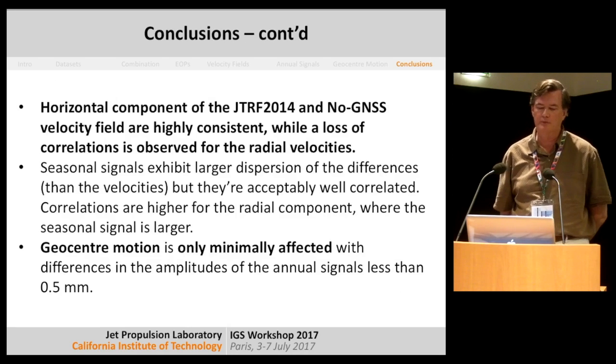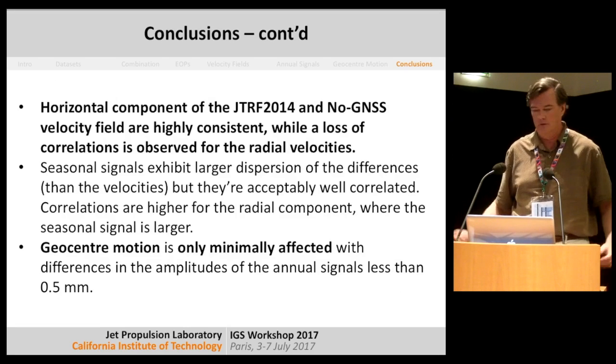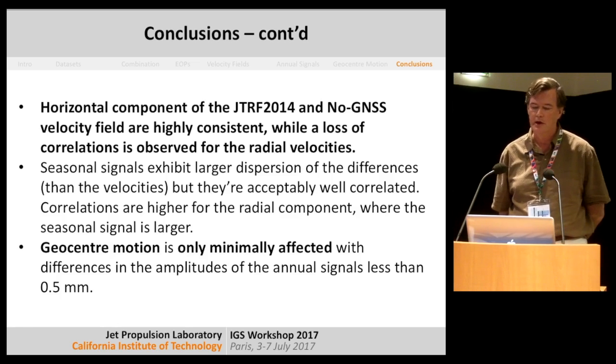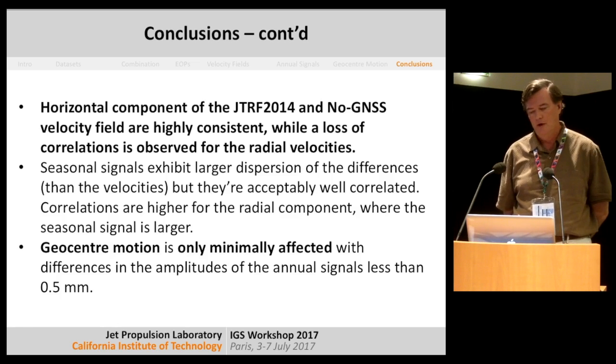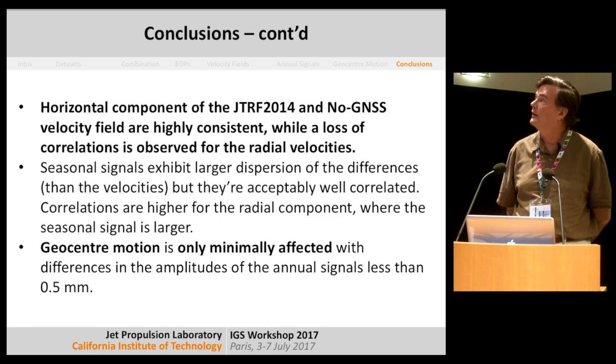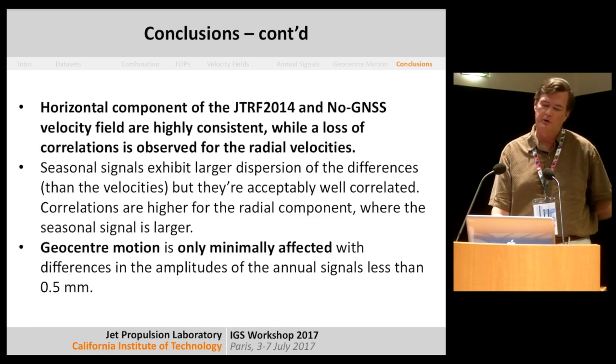And the horizontal components of the velocity fields are very similar between the two solutions. So the GNSS data doesn't really affect the velocities of the remaining VLBI, SLR, and Doris stations, which wasn't clear because there are co-motion constraints involved in this. And so I think that's all I have.